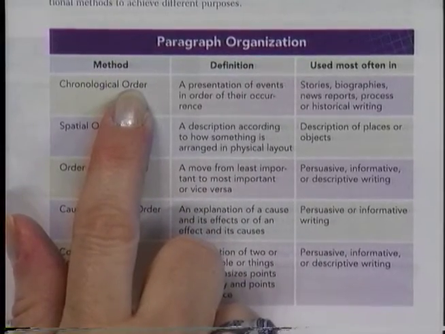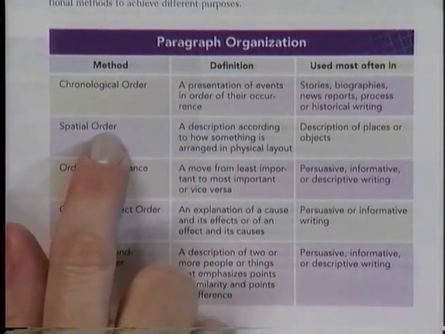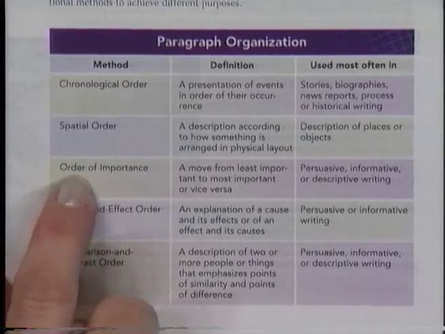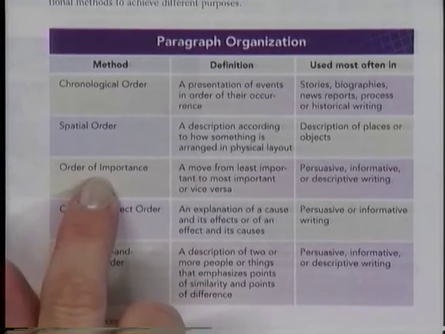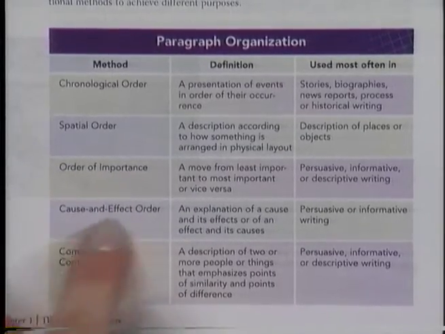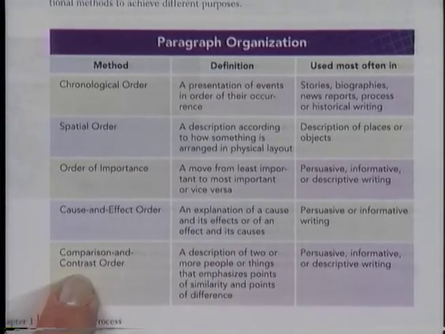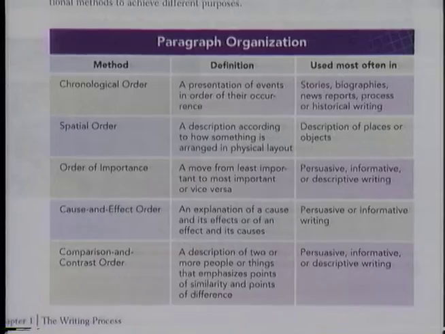Chronological order, first to last, that's nice and easy. Spatial order, that would be describing a place. And here are your definitions and where each is used most. Then you have order of importance, that has to do a lot with reasons why. You have cause and effect order, and you have contrast and comparison, or comparison and contrast. Those are the various types of orders. Let's talk more specifically. I'll spend a little bit more time with these, all right?